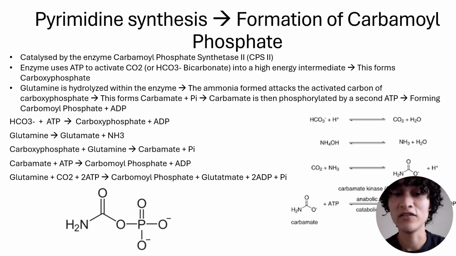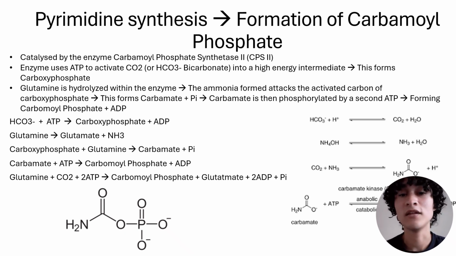Now, glutamine is acting as our nitrogen donor, if you like. As you know, we're only interested in that amine group, so we want to hydrolyze that amine group away from that structure. This enzyme contains an amine hydrolysis subdomain, and that essentially isolates, forming ammonia, and it's tunneled through those ammonia channels in the protein to prevent cellular toxicity, and then it's fixated onto carboxyphosphate, and this forms carbamate, which is another intermediate. Inorganic phosphate then leaves. Carbamate is then phosphorylated by a second ATP, forming carbamoyl phosphate, and ADP is a byproduct.